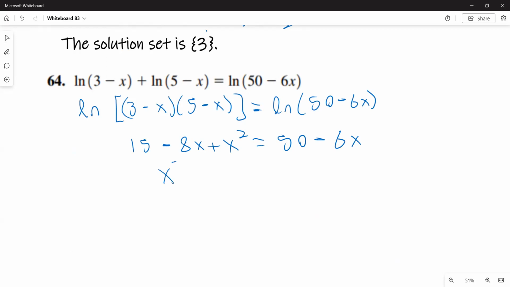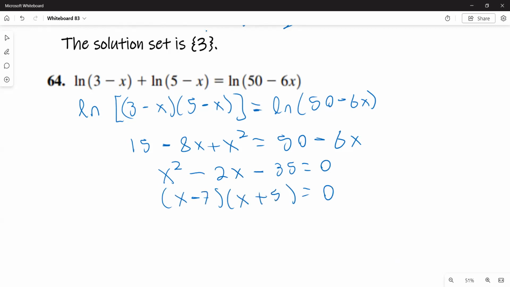So let's write this quadratic equation in standard form. That's going to be x squared minus 2x minus 35 equals 0. Okay, we can solve this equation by factoring. That's x minus 7 and x plus 5. The possible solutions are 7 and negative 5. Okay, so let's check.